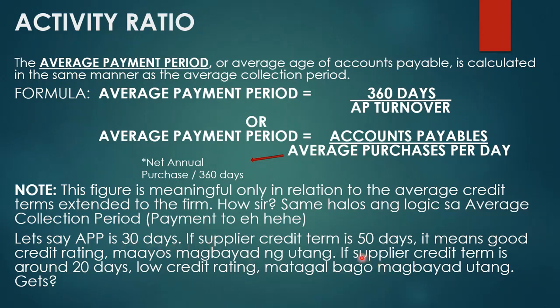Kasi, ibig sabihin, mabilis kang magbayad ng utang. Now, sa second scenario natin, if supplier credit term is around 20 days, tapos, ang binigay sa yung time para magbayad ng utang is 20 days. Pero, binayaran mo siya on the 30th day. Ibig sabihin, lumampas ka ng 10 days. Ibig sabihin, mababa ang credit term mo, matagal ka bago magbayad ng utang. Kasi, 20 days nang binigay sa'yo, pero 30 days bago ka nakabayad. Pangit yan sa mata ng mga creditor. Ibig sabihin, matagal ka bago magbayad ng utang. So, yun yung halaga ni average payment period.